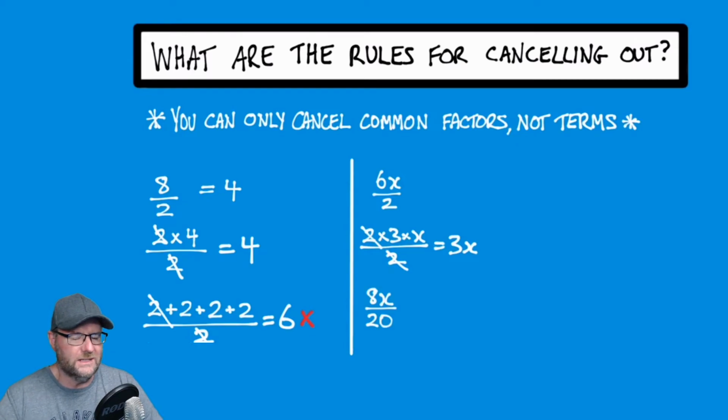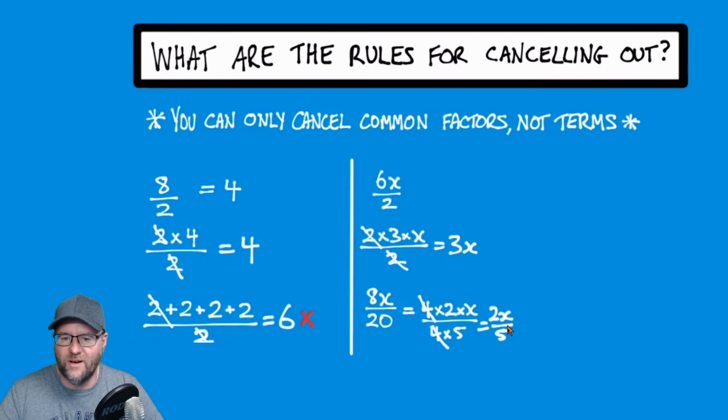Now, this next one is a similar idea, probably a little bit trickier because we're going to do some factors on the top and the bottom. I can see that the number 4 fits into both 8 and 20. So I'm going to rewrite the top, the 8 times x, as 4 times 2 times x. And I'm going to write my 20 as 4 times 5. The reason I do that is now I can see that the 4 is a common factor on the top and the bottom. So when I cross it out, what I'm left with on the top is 2 times x, and on the bottom is 5. So I've simplified this fraction down to this.